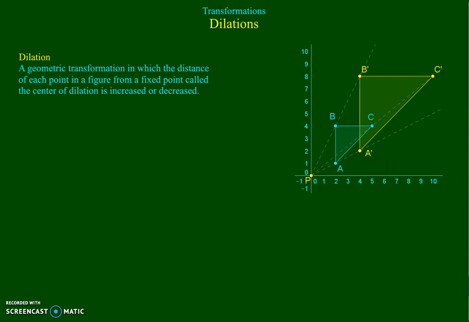A dilation is a geometric transformation in which the distance of each point in a figure from a fixed point called the center of dilation is increased or decreased. What that means is, specifically to dilate means to get larger, but in geometry, a dilation can mean enlargement or reduction of a figure. So it's talking about the distance a figure moves away from a given point.